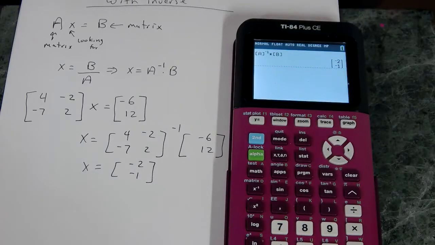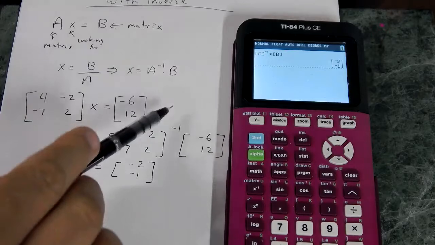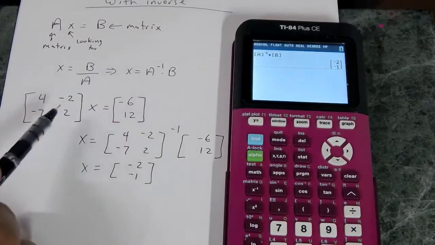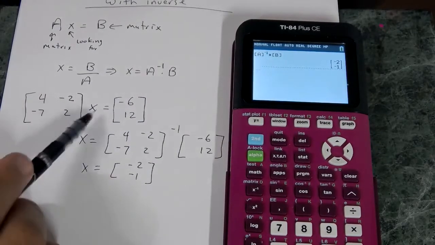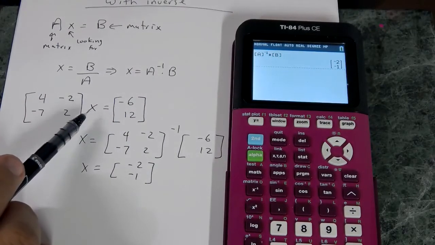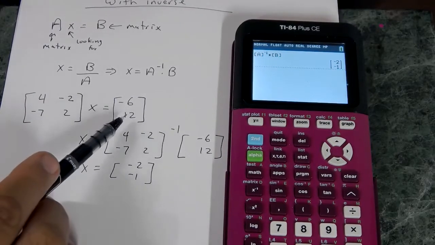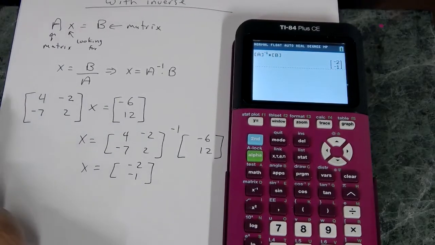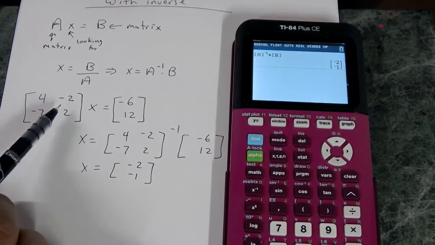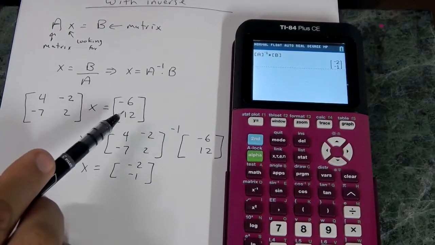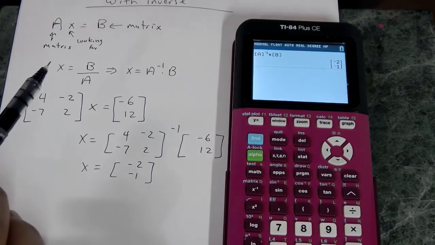I mean, that's all there is to these. Now, if this is on the other side, remember, it's always the inverse of the matrix next to the one that you're looking for times the other matrix. So if I had this reversed, with this one on this side over here, I still would have to take the inverse of this times that. And that's all there is to these.